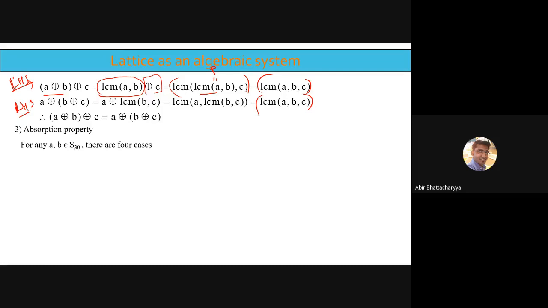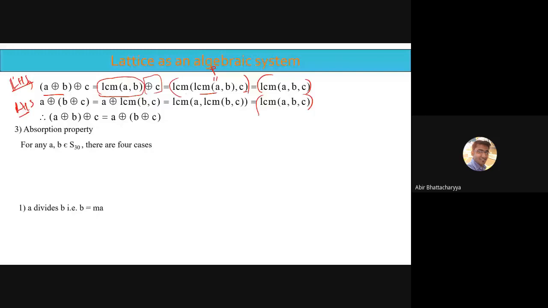And the last case is actually no one divides each other and they are also not mutually prime. Like let's consider 4 and 6. 4 neither divides 6, 6 neither divides 4, but they are not mutually prime, because 4 and 6 have GCD equal to 2. So this type of case is the last case. We will discuss all these 4 cases, and according to that we will check whether absorption law holds true or not. Let's go for that.